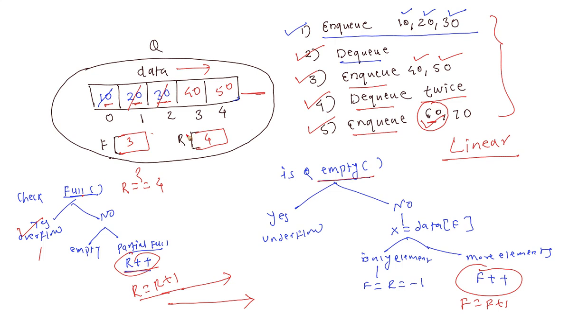So this is the drawback of this queue, which is the linear queue. Though there is space from the beginning, if R is equal to the last location, we conclude that the queue is full. And this drawback can be overcome by using the circular queue concept, which we'll see in the subsequent videos.